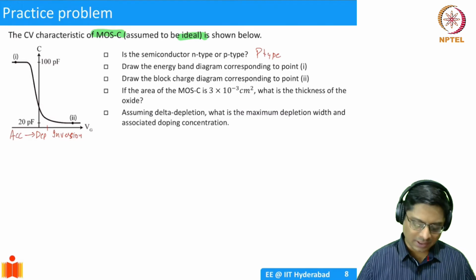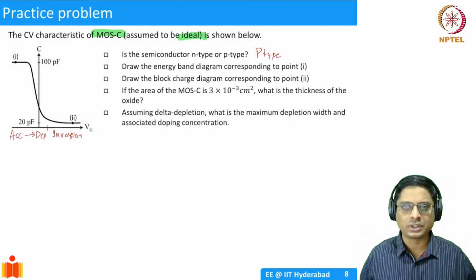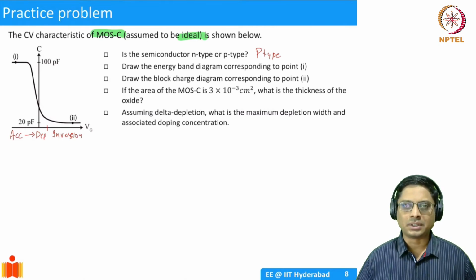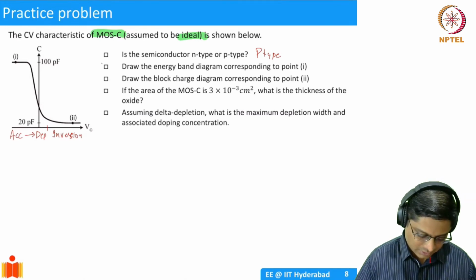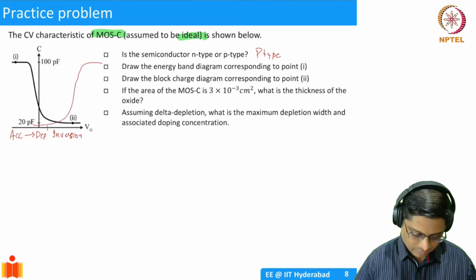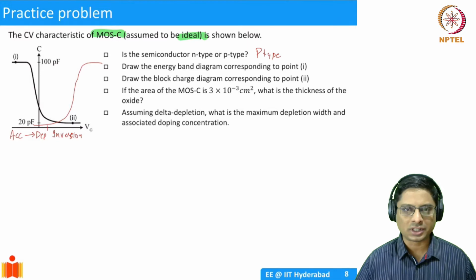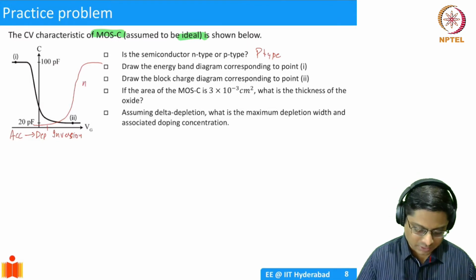You can't simply say that wherever your capacitance is lower at positive gate voltages, it is P-type, because I could have as easily a capacitance curve which looks like this. Here also at positive gate voltages, you're having the smaller capacitance, but this is not a P-type substrate. This is an N-type substrate.